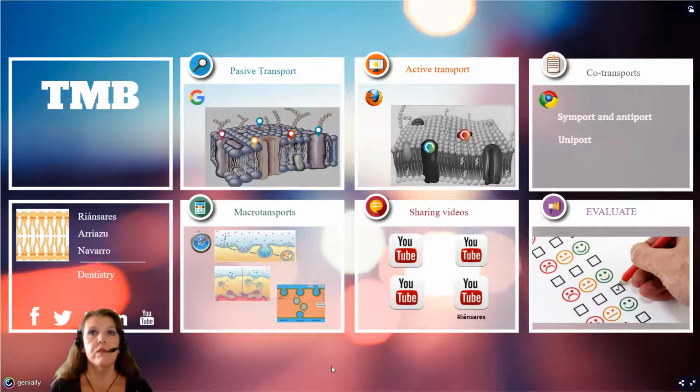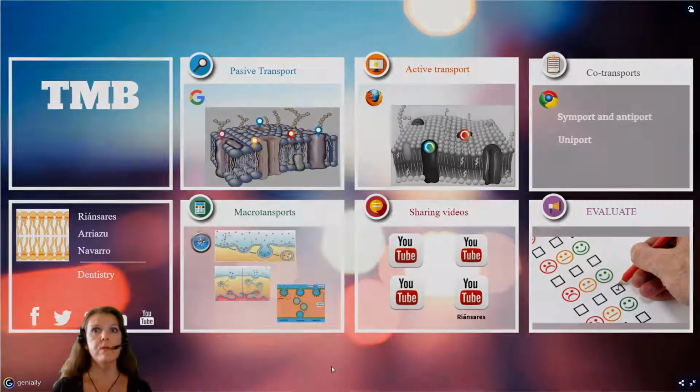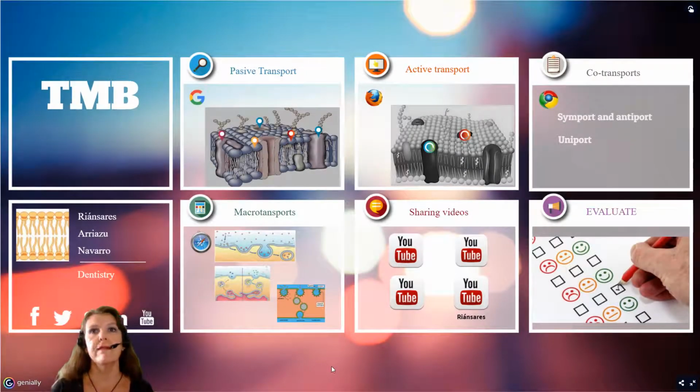Well, that's all. We did a small review of the transport across the plasma membrane. They are very, very important. We give only a general view because in physiology you are going to study them in depth. Okay, it's important that you check the videos that I'm sharing with you, because you are going to see animations of these processes.